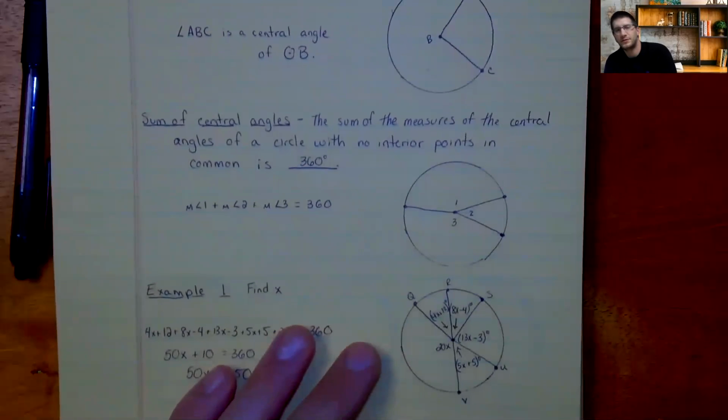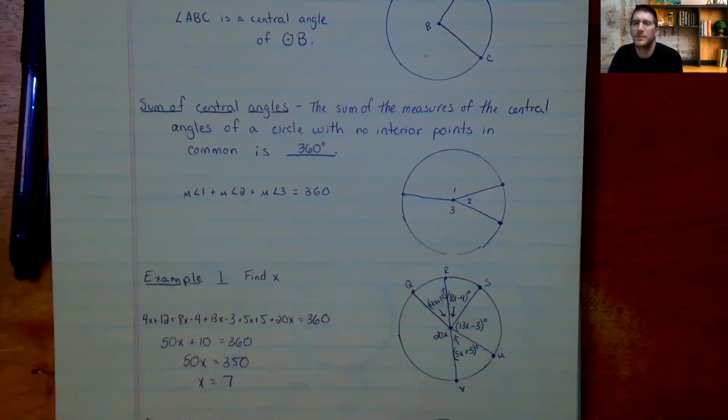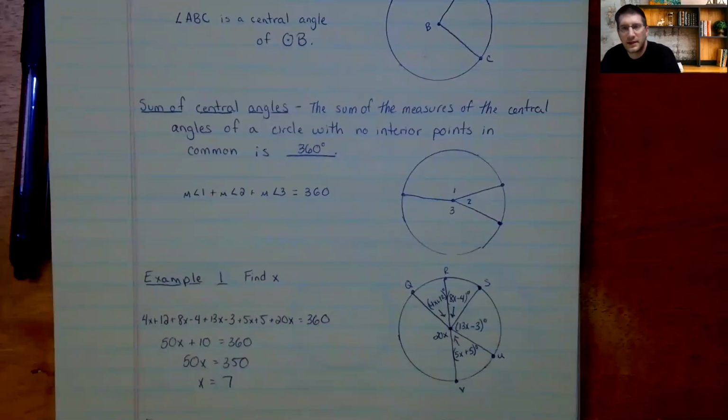The sum of the central angles, this should be something you probably already know. This is the sum of the measures of the central angles of a circle with no interior points in common is 360 degrees, right? If there's 360 degrees in a circle, then if we have all of the angles that make up that circle and add them together, it should make sense that it's 360.